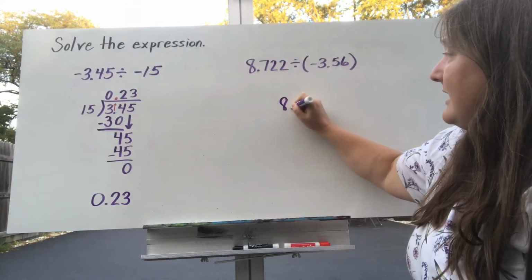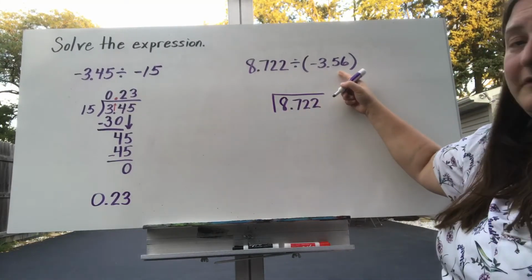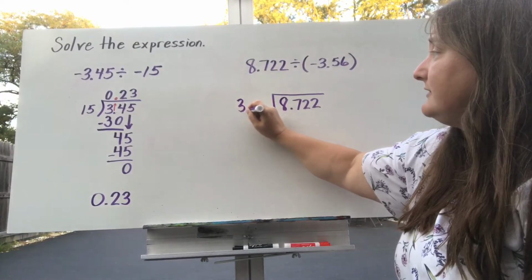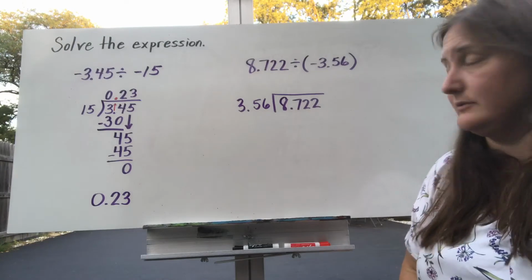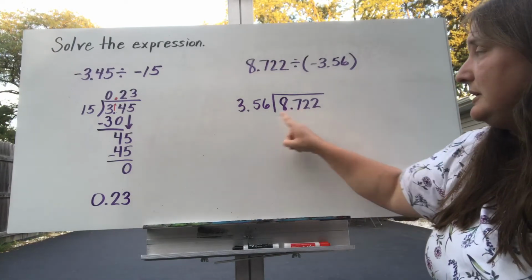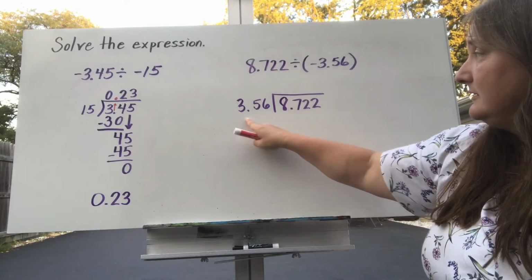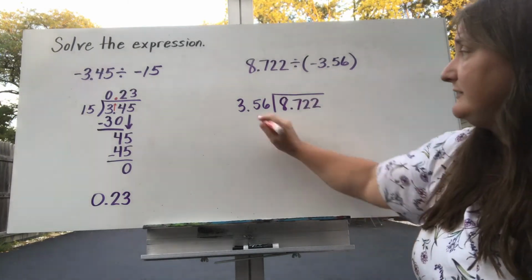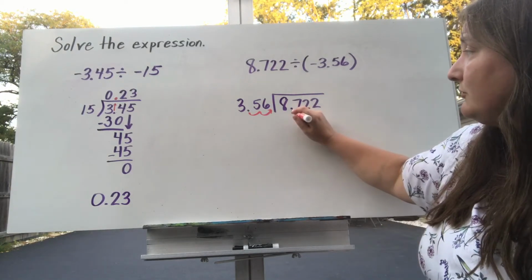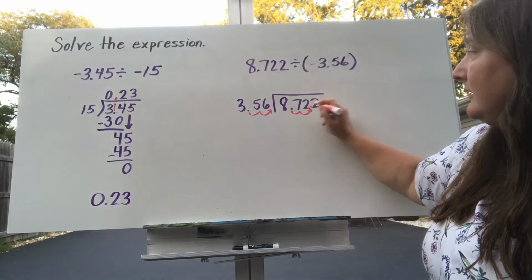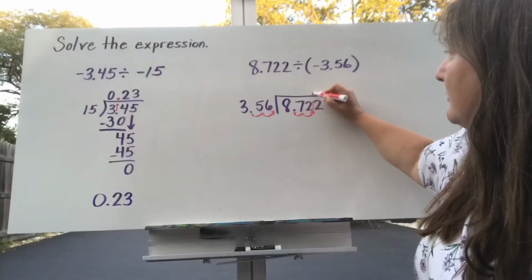We've got 8 and 722 thousandths divided by negative 3 and 56/100. But I'm just going to write 3 and 56/100. Not going to worry about the signs right now. I'm just going to divide the absolute values. So in this case, I've got a decimal in both of my numbers here. Whenever I have a decimal outside of my division sign, I'm going to move this decimal over all the way to the bracket. So it's got to move 2 spots. So I'm also going to move this decimal 2 spots. Whatever I do to the outside, I do to the inside. And I'm going to bring this decimal up into my quotient.